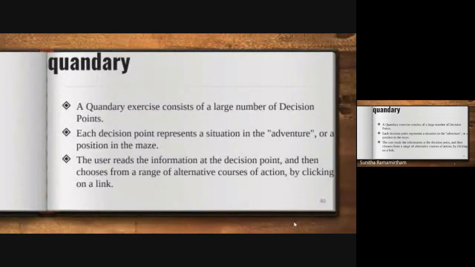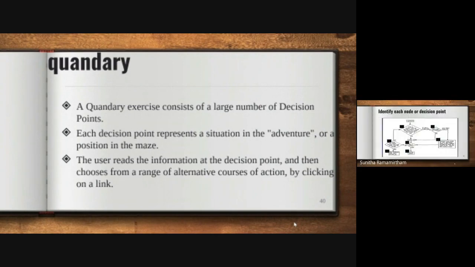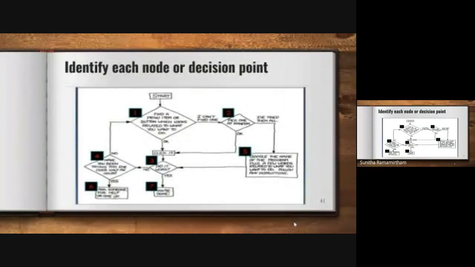Actually it consists of a large number of decision points, and each decision point will present a situation. The user will be reading the information at the decision point and will be choosing one course of action. Here you can see a small example of how you can use this particular tool for a training purpose. The game starts here, and the first decision point is to find a menu item or a button which looks related to what you want.